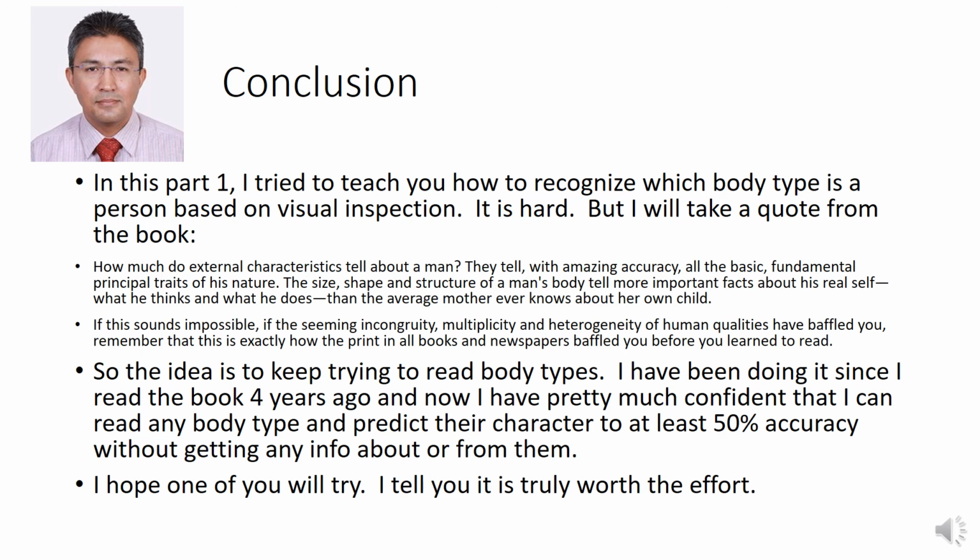If this sounds impossible, if the seeming incongruent multiplicity and heterogeneity of human qualities have baffled you, remember that this is exactly how the print of all books and newspapers baffled you before you learned to read. So the idea here is to keep trying to read body types. I have been doing it since I read the book about 4 years ago, and now I'm pretty confident that I can read any body type and predict the character to at least 50% accuracy without getting any info about them or from them. I hope one of you will try. I tell you, this is really worth the effort.